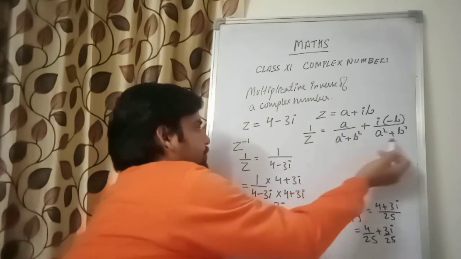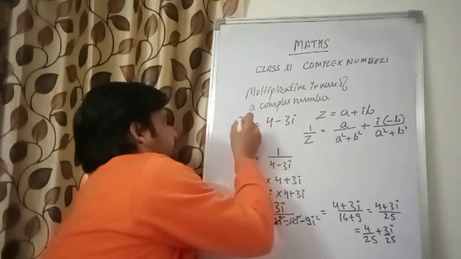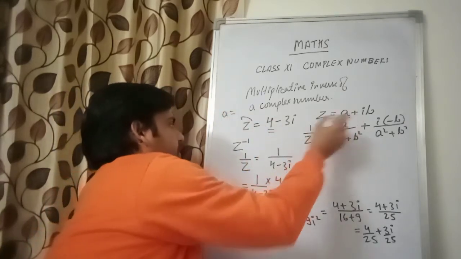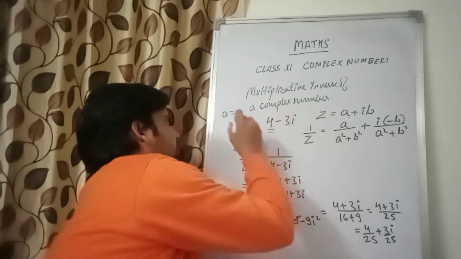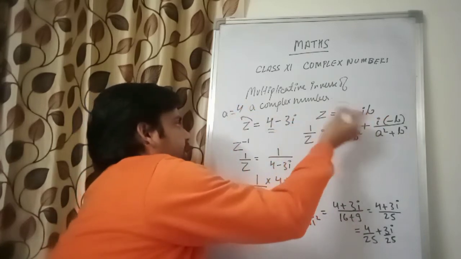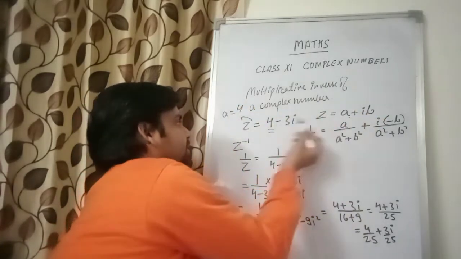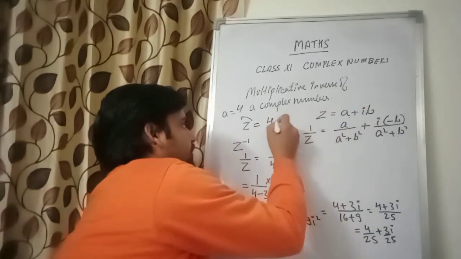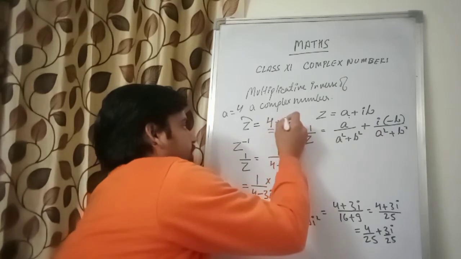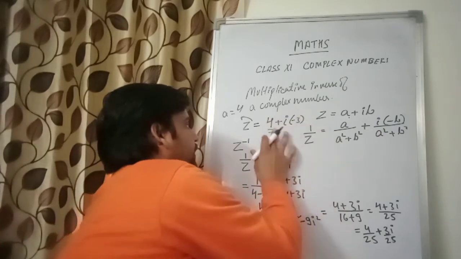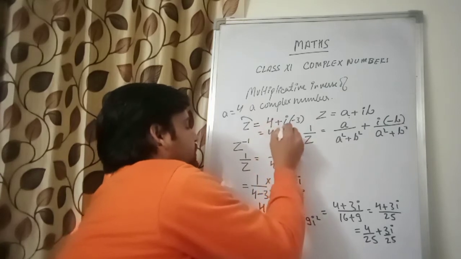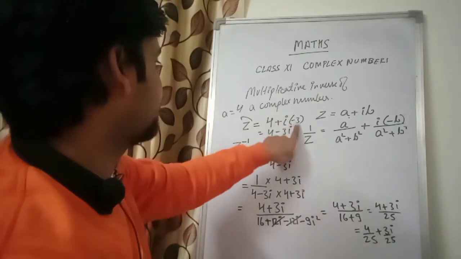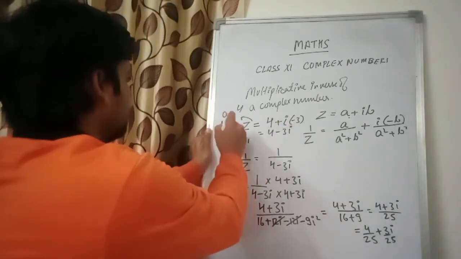Now if you use this formula, first you need to identify what is a and what is b. So a is 4 here. If I compare this with this, a is 4 and b is minus 3, because here it is plus and here it is minus. So I can write this as plus i into minus 3. When I open this, it becomes 4 minus 3i, the same thing. So here b is minus 3, not only 3.